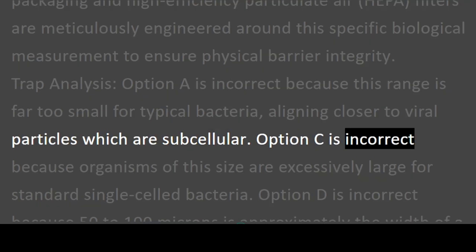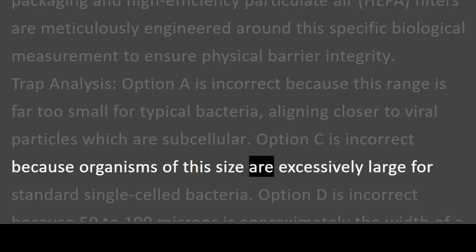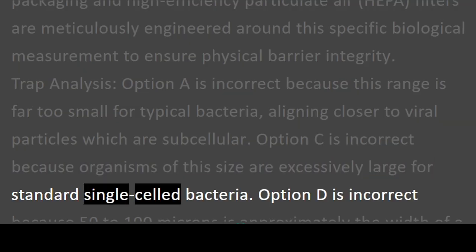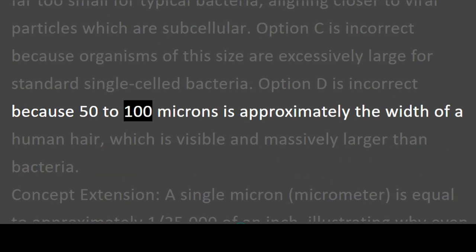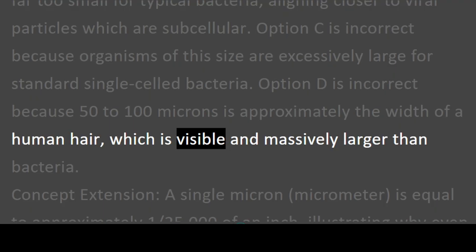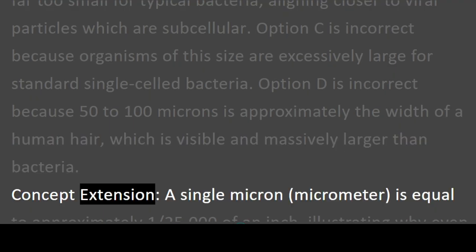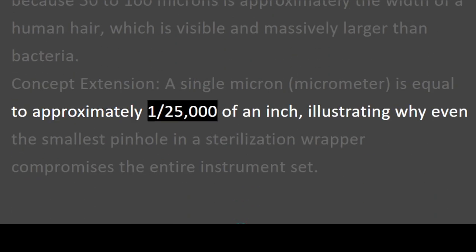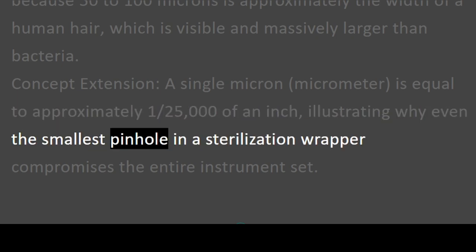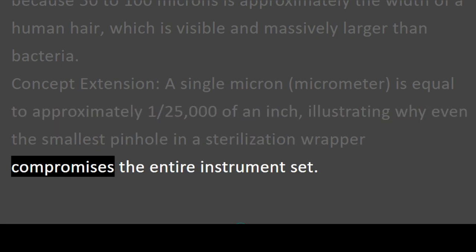Option C is incorrect because organisms of this size are excessively large for standard single-celled bacteria. Option D is incorrect because 50 to 100 microns is approximately the width of a human hair, which is visible and massively larger than bacteria. Concept extension. A single micron, micrometer, is equal to approximately 1/25,000 of an inch, illustrating why even the smallest pinhole in a sterilization wrapper compromises the entire instrument set.